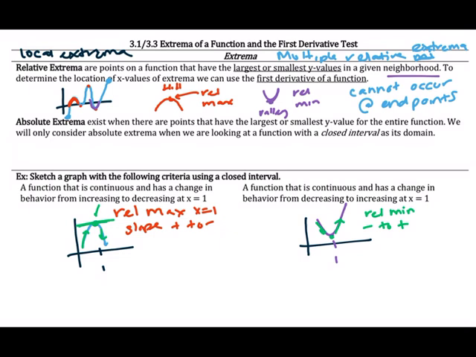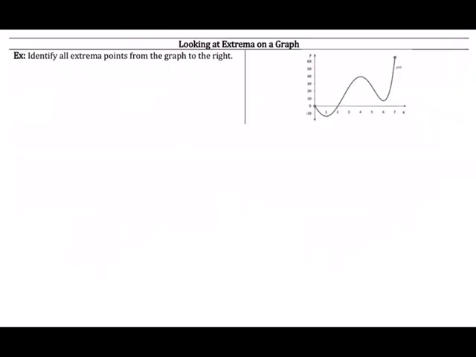Let's identify some extrema. So here we have an example problem where we have a graph.